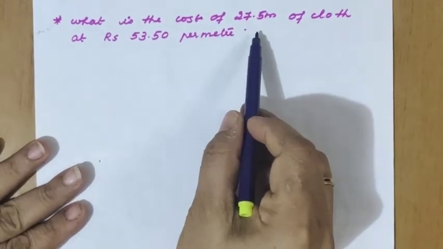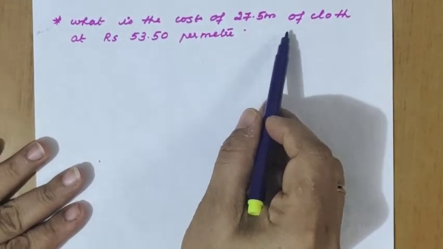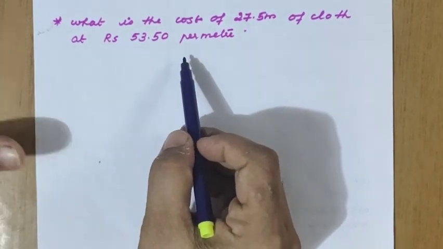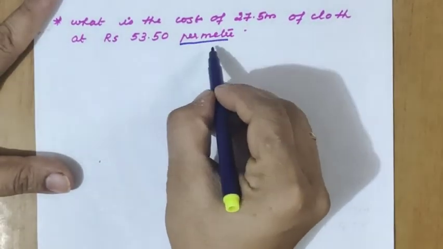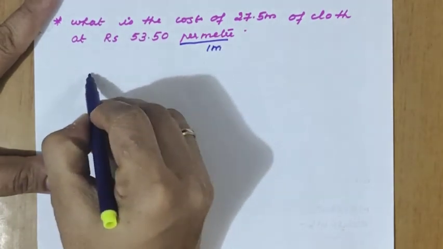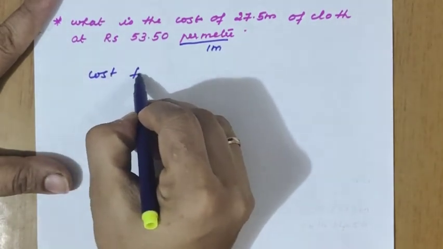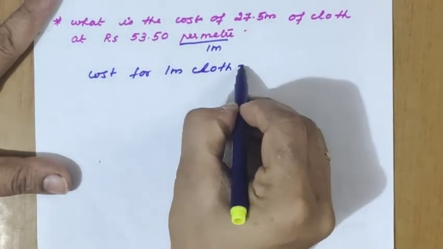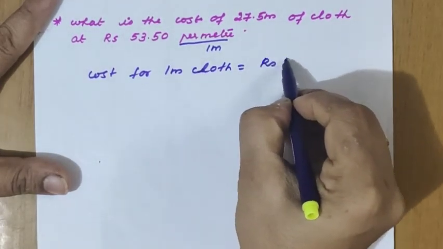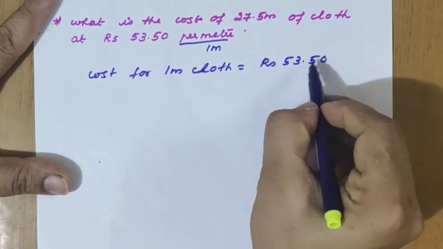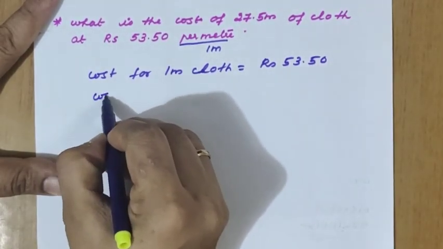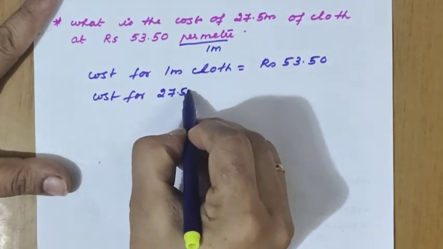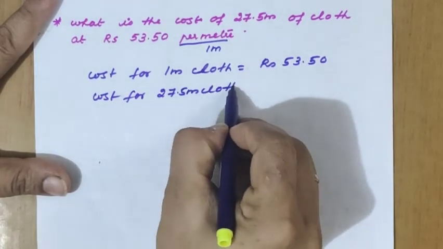What is the cost of 27.5 meter of cloth at rupees 53.50 per meter? Per meter means it is for 1 meter. So the cost for 1 meter of cloth is equal to rupees 53.50. If that is the case, what is the cost for 27.5 meter of cloth? Similarly, this is the unitary method.